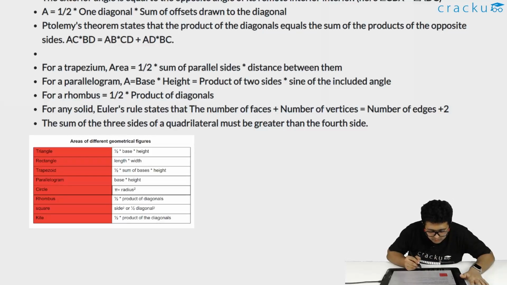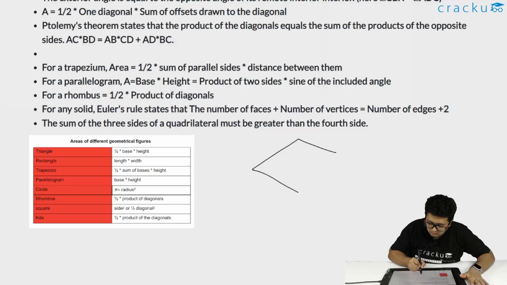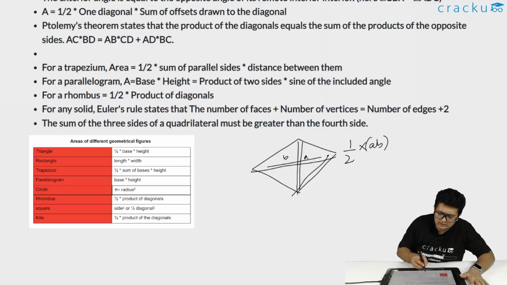Now rhombus, which is basically a shape with all 4 of its sides equal, and the diagonals intersect each other, but the diagonals are not equal. So if the diagonals are, let's say, A and B, the area of a rhombus is equal to half into AB. So this is another important neat formula that you guys can use.